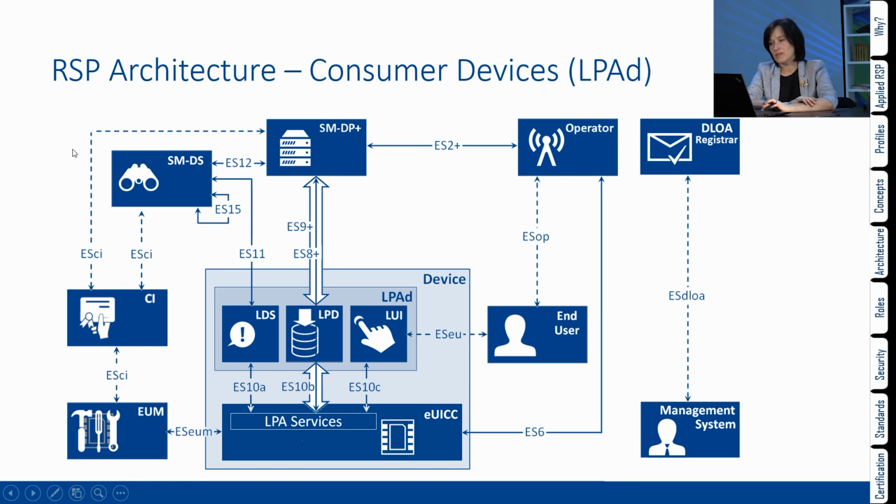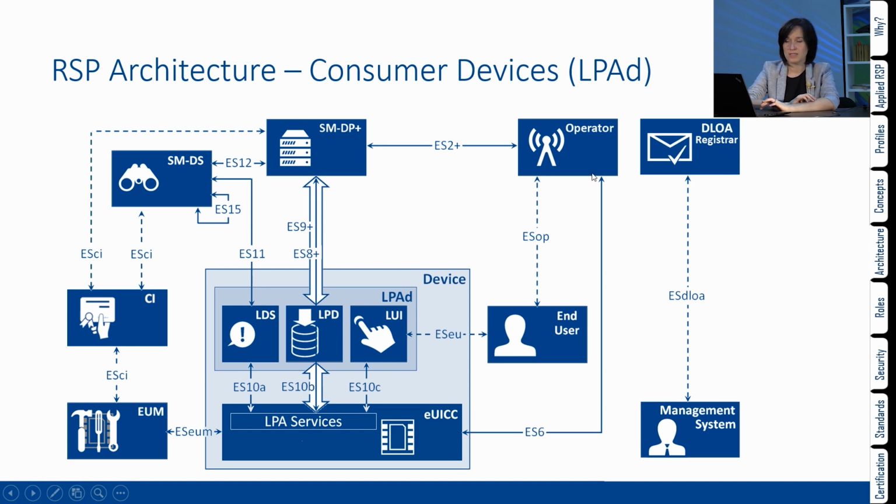Now we have the new entity, called SMDS. SM stands for the Subscription Manager, and DS stands for the Discovery Service. Again, we have the CI, Certificate Authority, and we have the EUSSC manufacturer.